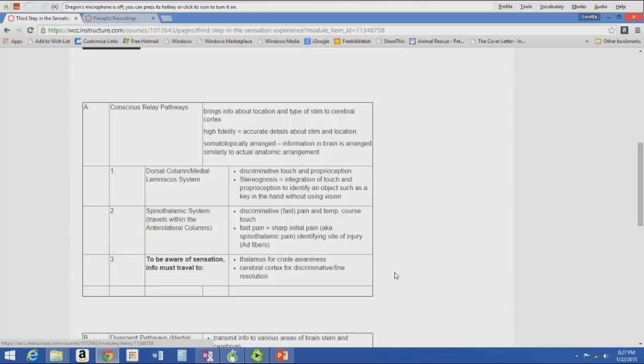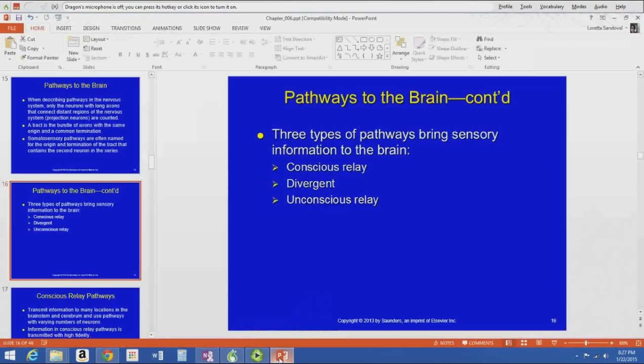Okay, so there'll be a little more about some of the other pathways. So I'm going to go over those again.